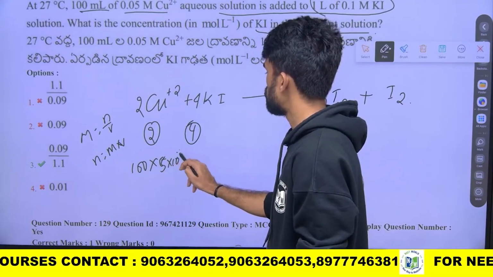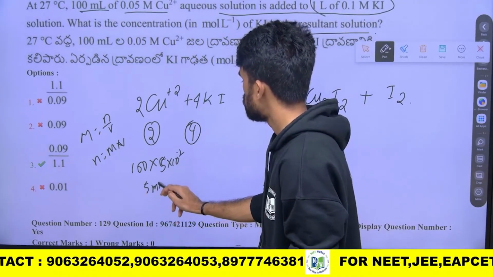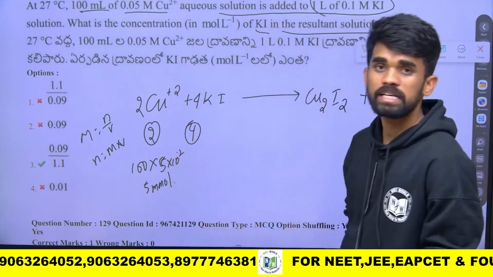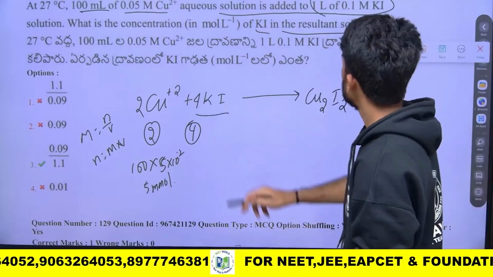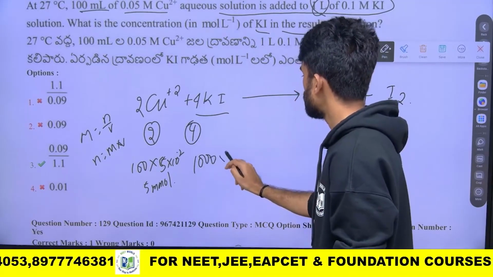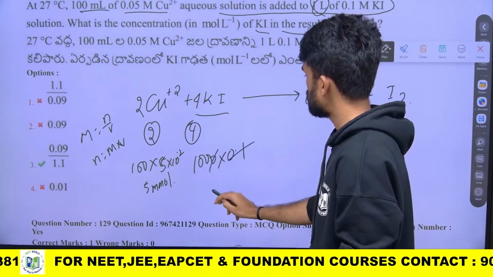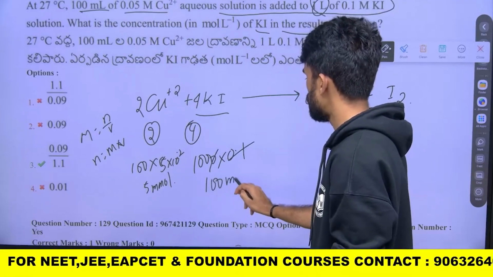So 5 into 10 power minus 2 I can write. So this will become 5 millimole. How many millimoles of copper? It is 5 millimole. So for KI, it is 1 liter. It means I can say 1000 ml into 0.1 molarity. Okay, so you can cancel this. So we are having 100 millimole.